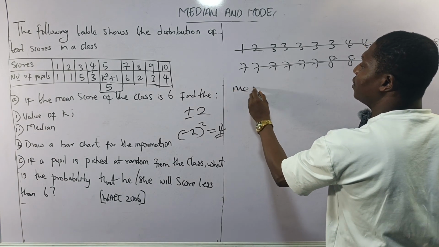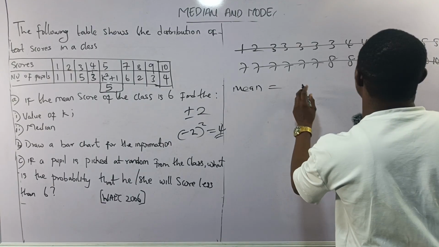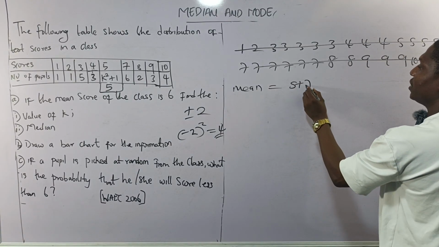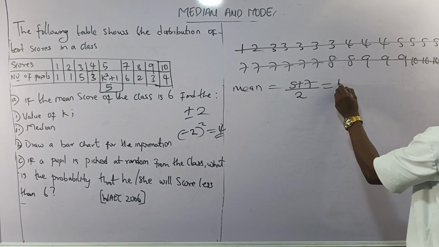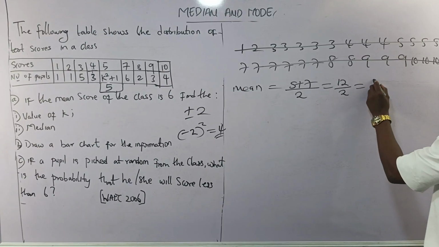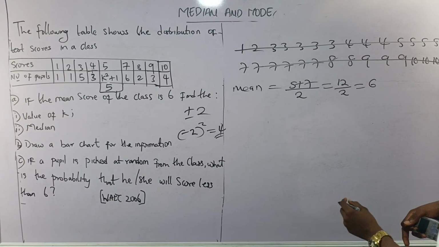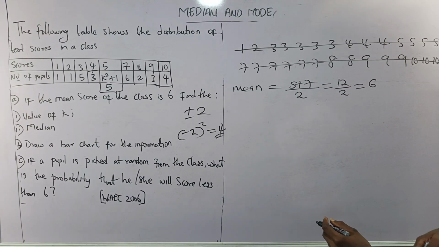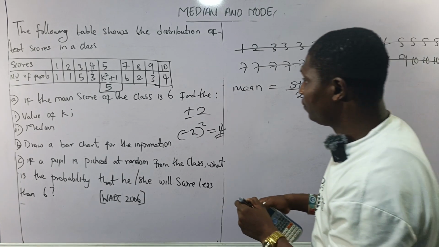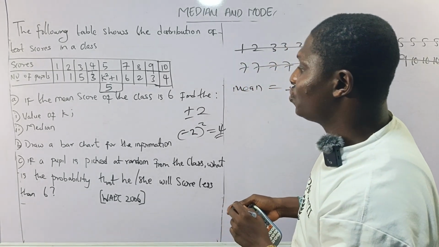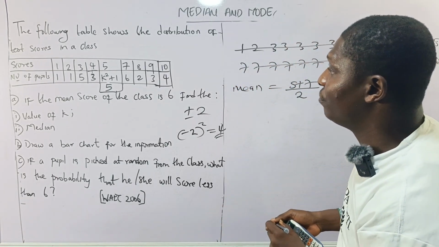So the median will be equal to the mean of the two middle values, which is 5 plus 7, divided by 2. This will give me 12 over 2, and this will give me 6. So the median is 6 marks. Now, the next is for us to draw a bar chart for the information.